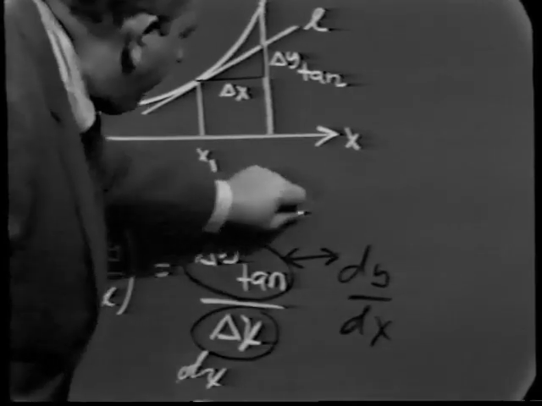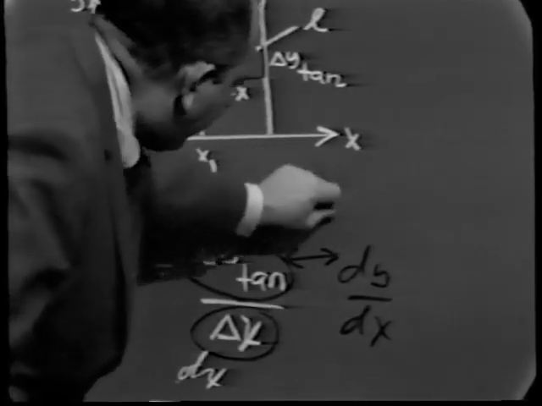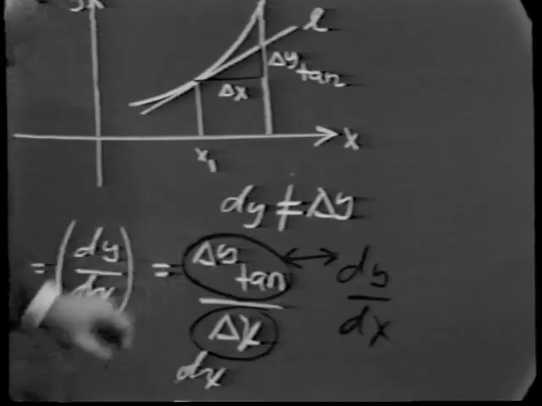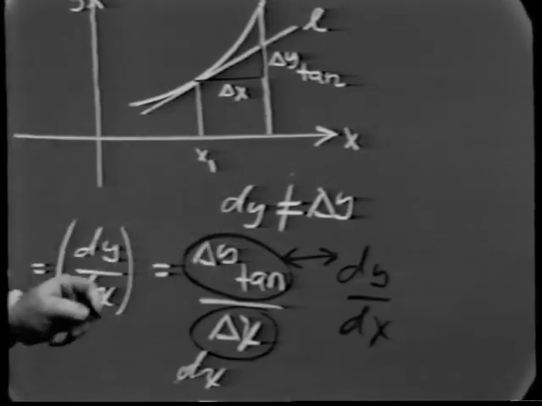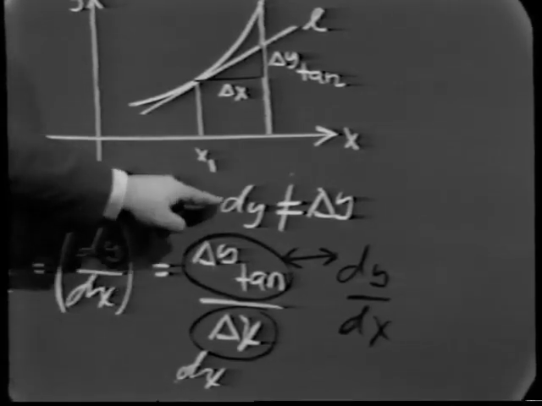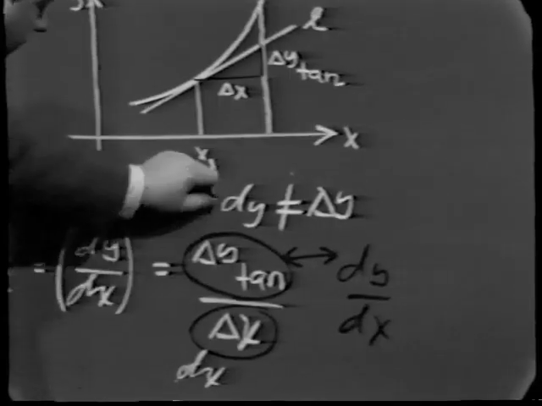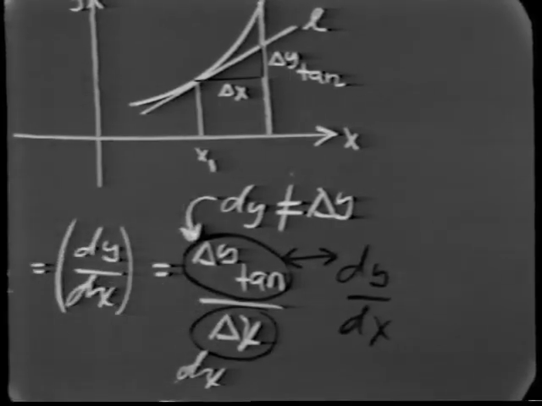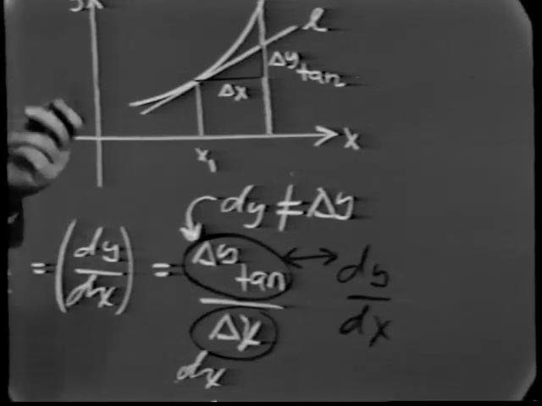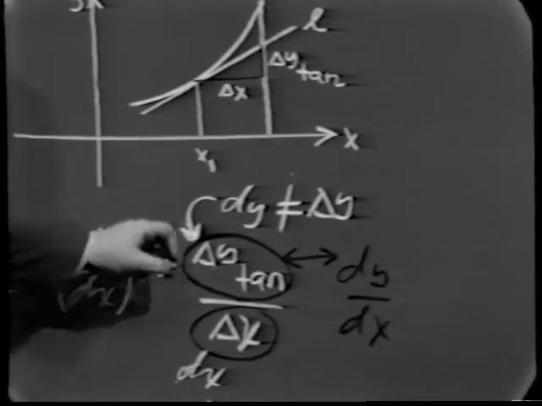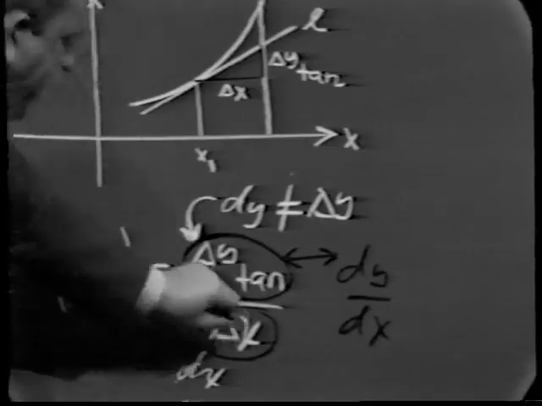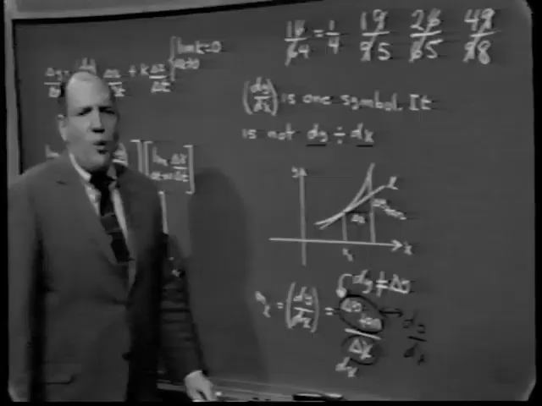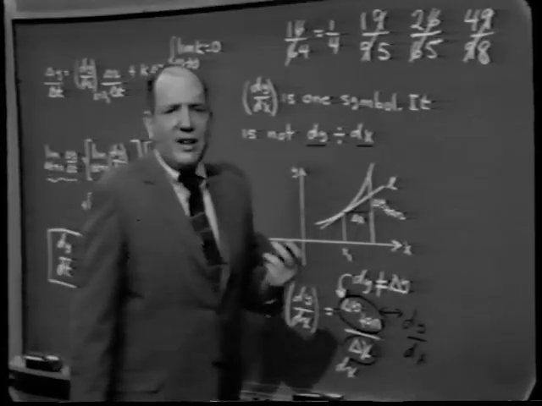In fact, let's emphasize that. It's not equal to delta y. It is equal to delta y tan. In other words, if I allow dy to stand for delta y tan and dx to stand for delta x, I can now treat dy dx as if it were what? Dy divided by dx. Well, that's easy to show in terms of an example.